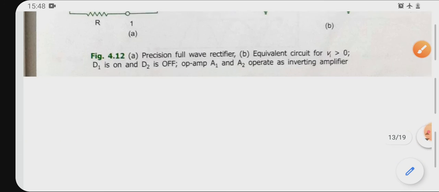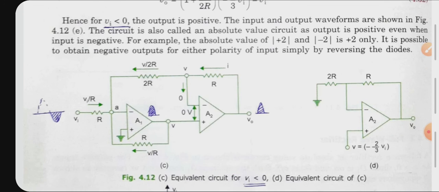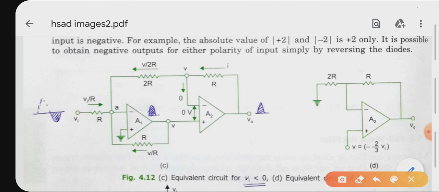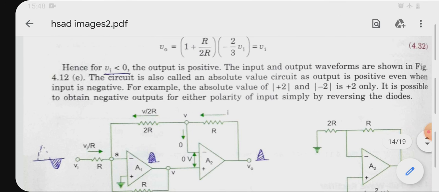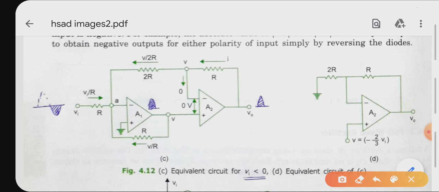Similarly, consider the negative half cycle. So when you consider the negative half cycle, that means the input signal Vi is less than 0. In the previous case, the input signal is greater than 0, the positive half cycle. In the second case, the input signal is less than 0, that is, the negative half cycle is applied like this here. So what will happen? As the first op-amp is an inverting amplifier, for the negative half cycle you will get a positive half cycle at the output. Now diode D2 becomes forward biased.